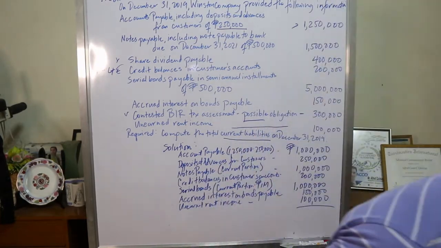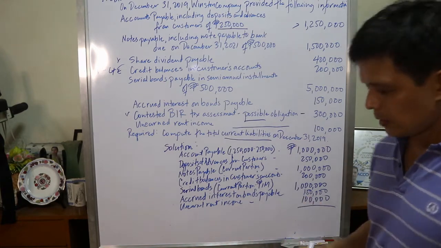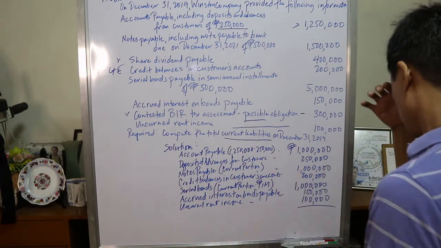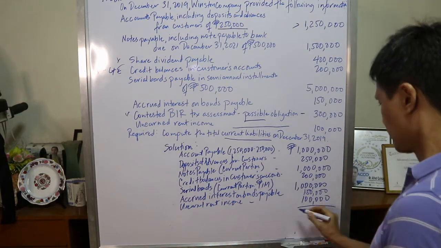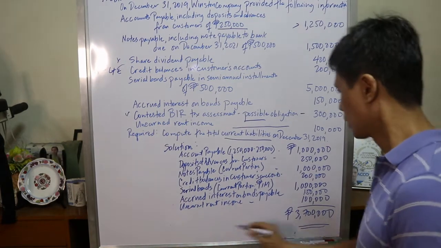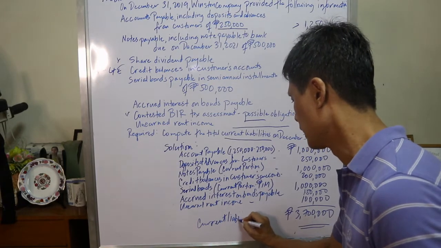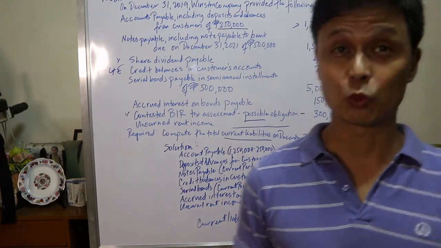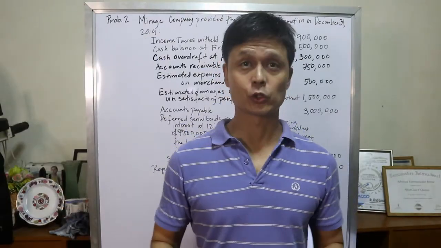Let me see, so this one is... okay, my mental telepathy says this is about 3,700,000. So this is all your current liability. So, is that also your answer? That would be what we report in the financial statement as a current liability: 3.7 million. Let's move on to problem number 2.